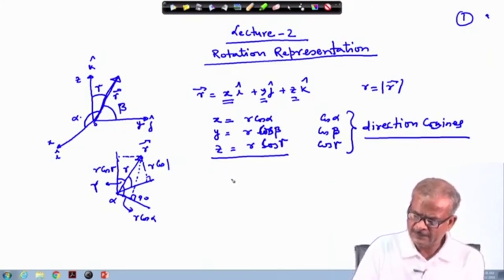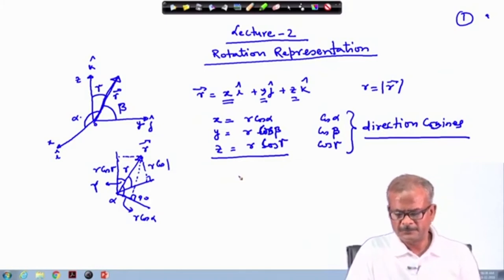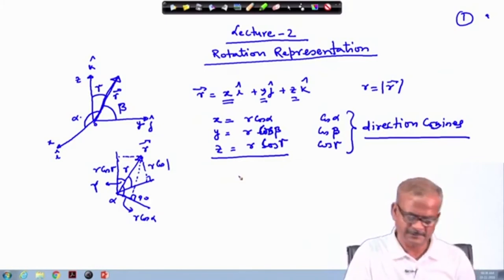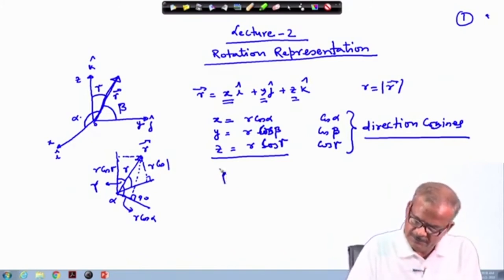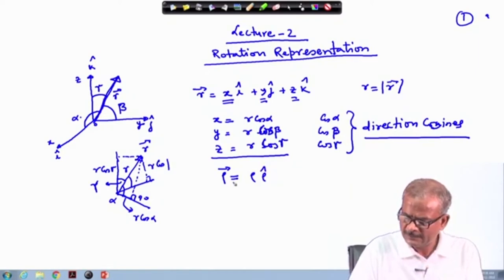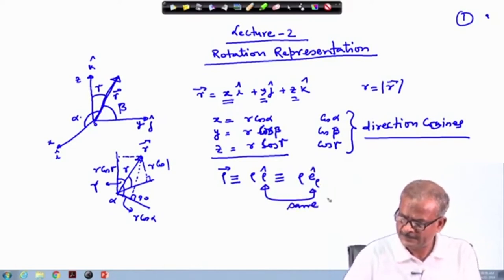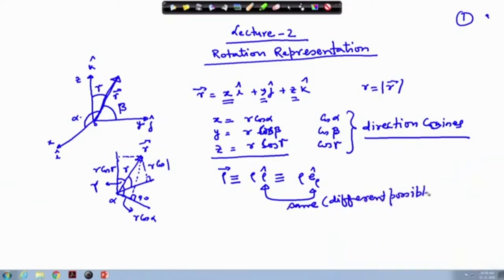If we want to write the same thing in a different way, there are multiple ways possible to do this representation. So, let us look into this representation. I have any vector rho, which I can write as rho times rho cap, or equivalently as rho times e rho cap. Both are the same, these are different possible notations. This is only one of the representations; we have many other representations.